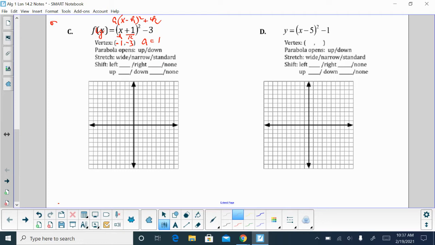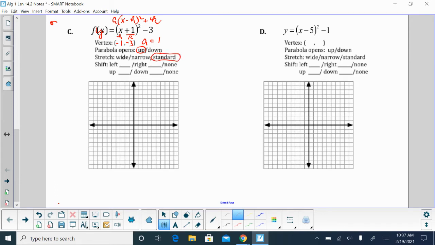A few things that tells me real quick and easy is that since it's a +1, it opens up. And then we talk about stretch. What does that a value do for us? Well, since it's a 1, it's a standard form for our parabola.